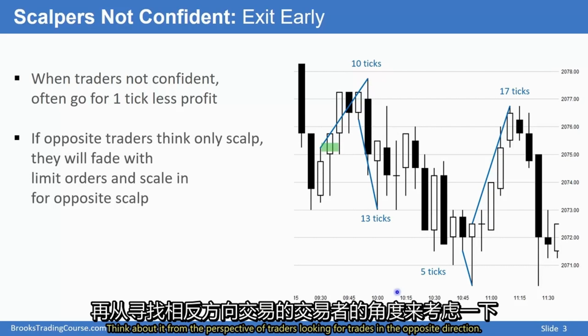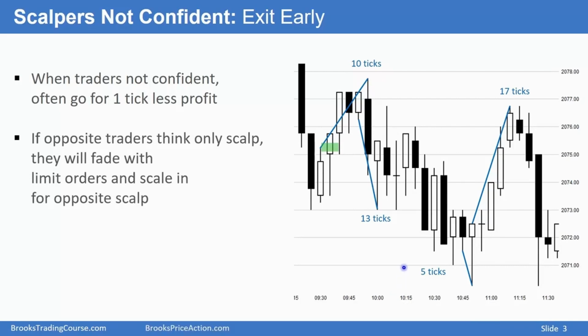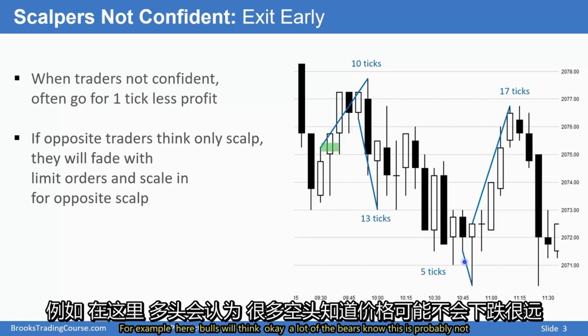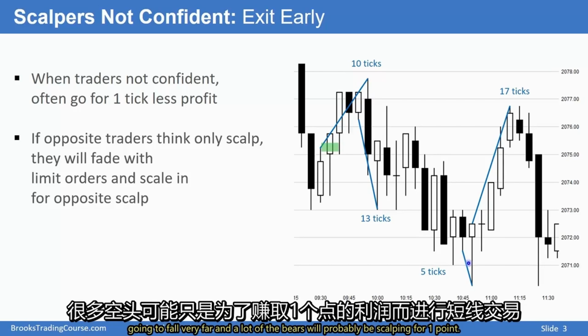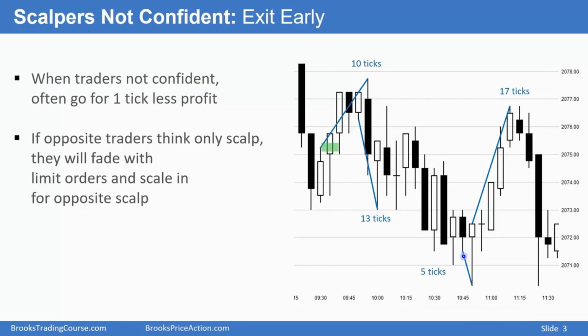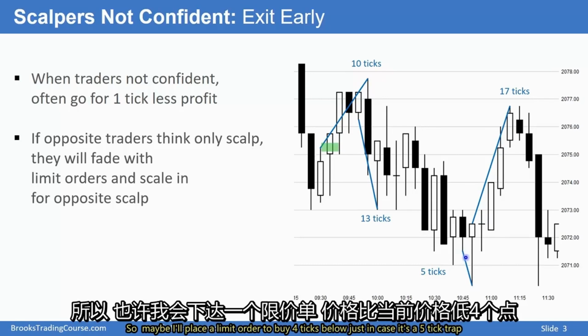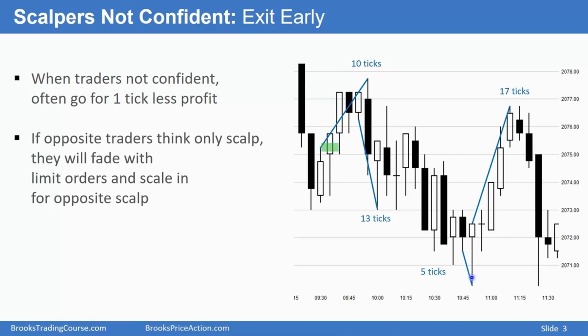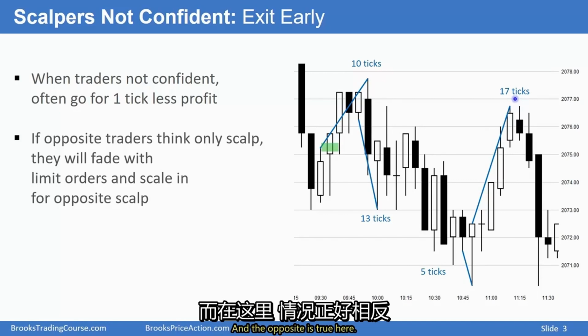Think about it from the perspective of traders looking for trades in the opposite direction. For example, here, bulls will think, okay, a lot of the bears know this is probably not going to fall very far, and a lot of the bears will probably be scalping for 1 point. It has to fall 6 ticks, so maybe I'll place a limit order to buy 4 ticks below, just in case it's a 5-tick trap, and I'll get filled. And the opposite is true here.